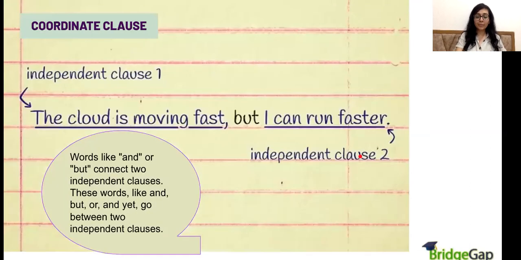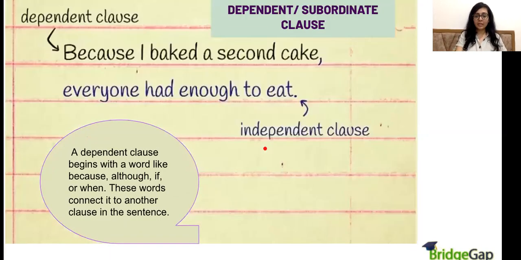Moving ahead. So here is an example of coordinate. As you can see, words like and, but connect two independent clauses. So the cloud is moving fast, but I can run faster. And here is a dependent clause. Because I baked the second cake, everyone had enough to eat. Everyone had enough to eat. Independent clause, right? Doesn't need any other information.